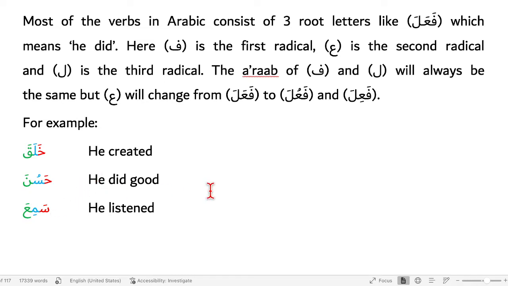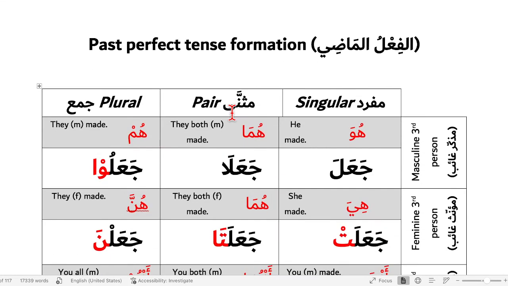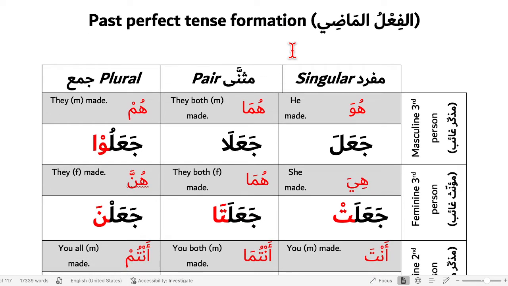So this we did in the last lesson. Just note that you won't see an in the verbs. This is how you can differentiate whether it's a verb or a noun. Then we did a conjugation, how the tense is formed in the past tense, Fe'lu Madin.